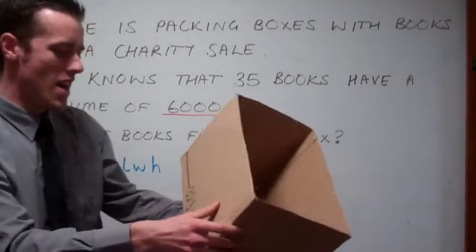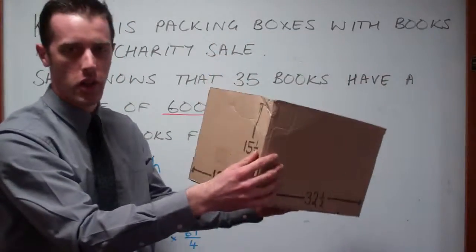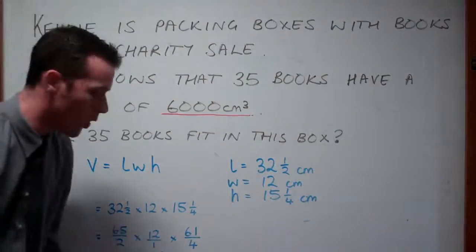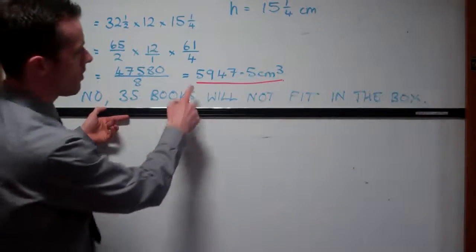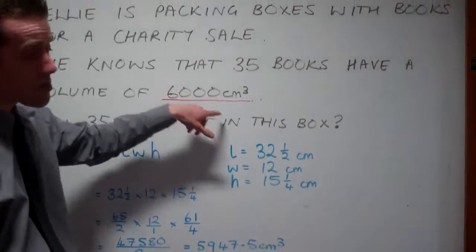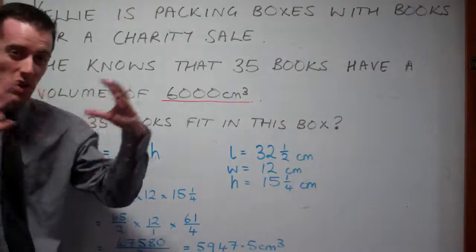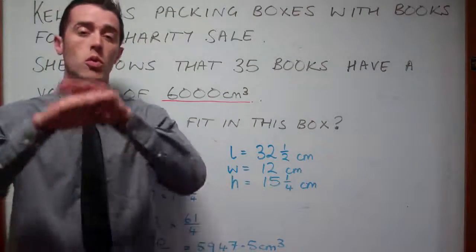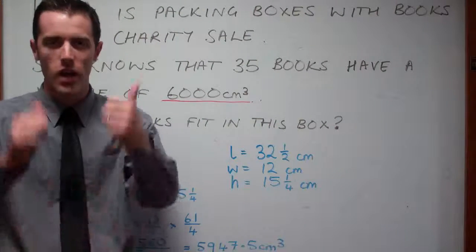Here it is. It's 32.5 by 12 by 15.25, and we've figured out that the volume of that box is 5,947.5, and this is less than 6,000, which is what the volume of 35 books is, so no, 35 books will not fit in the box, okay? Thank you very much.